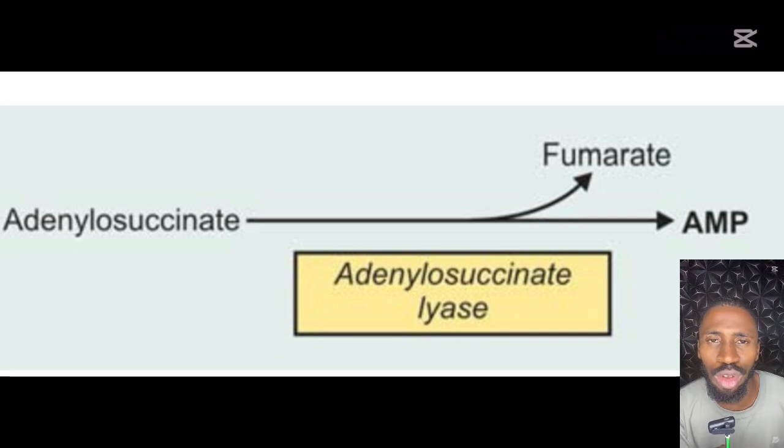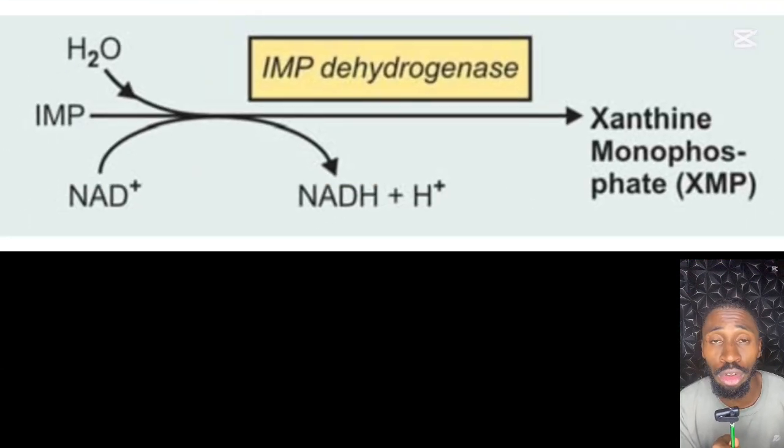The next reaction here: the same IMP can use IMP dehydrogenase, utilizing NAD plus to NADH. So when we reduce NAD plus to NADH using IMP dehydrogenase, what are we forming? We are forming xanthosine monophosphate, XMP. So IMP can be converted to xanthosine monophosphate by a dehydrogenase reaction. With dehydrogenase, we are reducing NAD plus to NADH. So now we have formed xanthosine monophosphate.